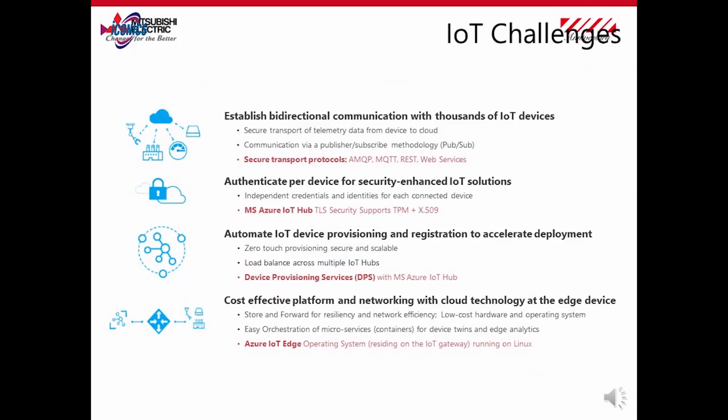So the IoT challenges that people are facing right now is establishing bidirectional communication with thousands of IoT devices, but right now, we've solved that problem because there's a lot of secure transport protocols out there, including AMQP and MQTT and REST and web services. And Mitsubishi Electric Automation basically includes all these protocols in our devices. I need to authenticate per device for security enhanced IoT. And with that, essentially, again, we're leveraging Microsoft Azure IoT Hub and leveraging the security supports, the TPM and X509.